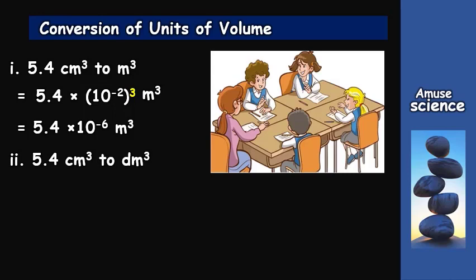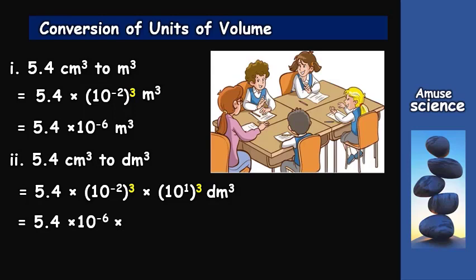We are going to have 5.4 times 10 exponent minus 2 exponent 3 multiplied by 10 exponent 1. That is introducing our deci, exponent 3, because we are dealing with volume. And this converts our answer to decimeter cube. Applying indices, we have 5.4 times 10 exponent minus 6 times 10 exponent positive 3 decimeter cube. Applying indices again, we are going to have 5.4 times 10 exponent minus 3 decimeter cube.